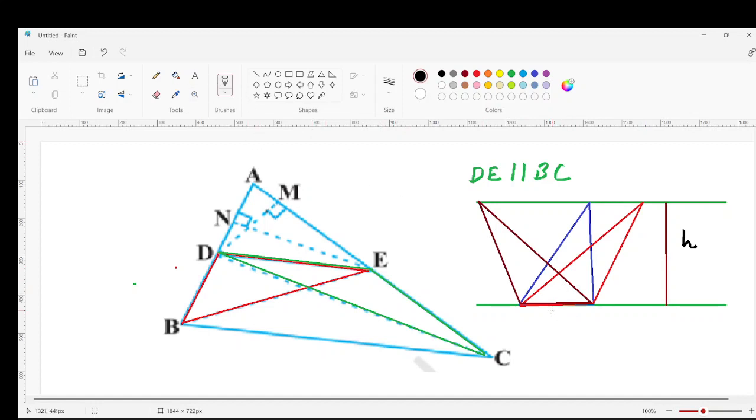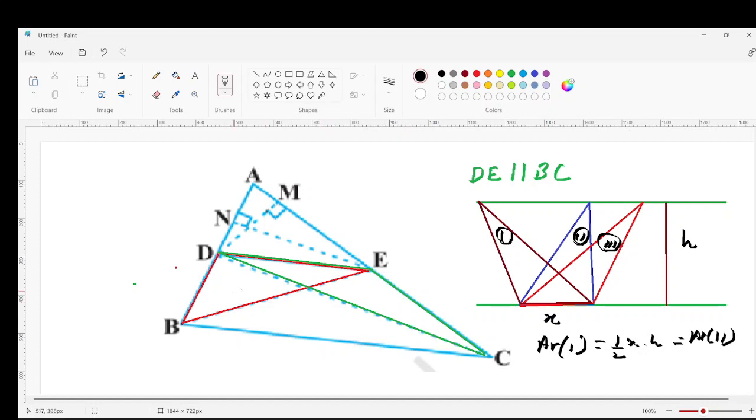Suppose this length is fixed, x. Then what will be the area? Suppose this is the first triangle, this is the second triangle, this is the third triangle. Then the area of one will be 1/2 base into height. Base will be x into height. Area of 2 is the same, 1/2 base into height. So this is the property of triangles between two parallel lines.